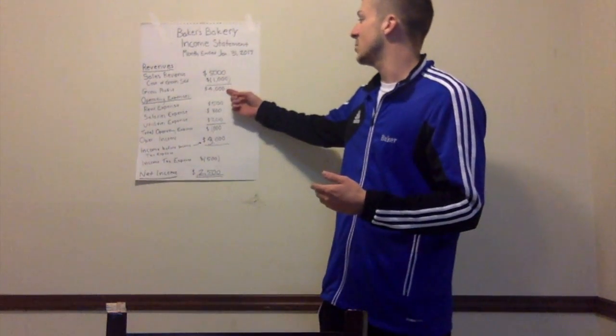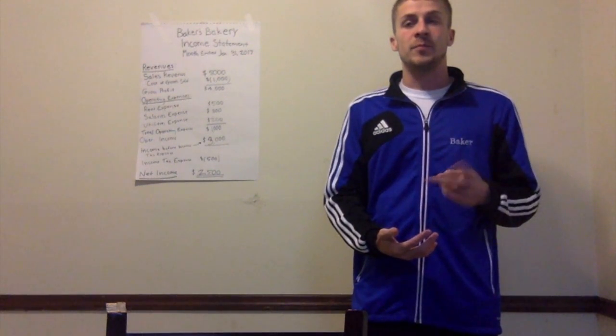The revenue on this one that I used was sales revenue, which was of $5,000. Then you have to subtract your cost of goods sold, which brings you to your gross profit, which in this case was $4,000. After that, you start with your expenses. Expenses can be split up into two different categories, administrative and selling.